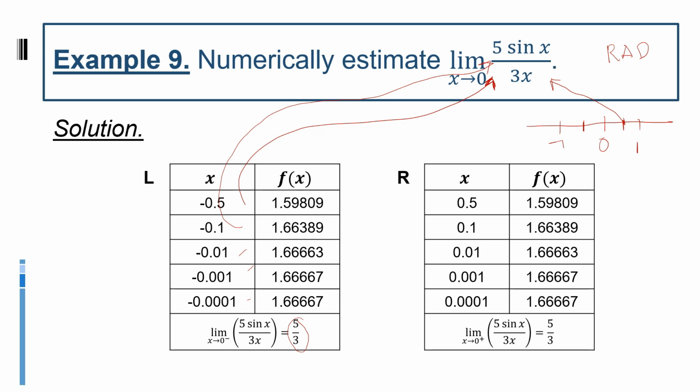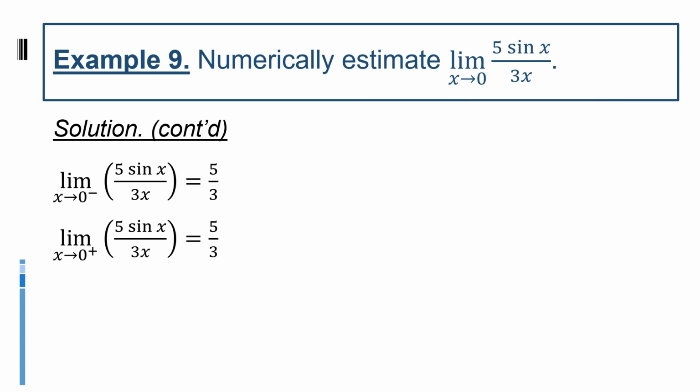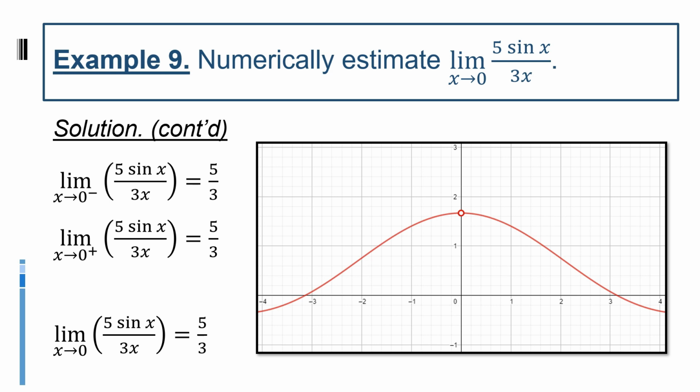0.1 naman is 1.66389 pag mas pinalapit natin. Then, up to 0.001, this will give us 1.6667, which is also approaching 5/3. So, since the left-hand limit is 5/3 and the right-hand limit is 5/3 also, then the limit as x approaches 0 of 5 sine x over 3x is equal to 5/3.